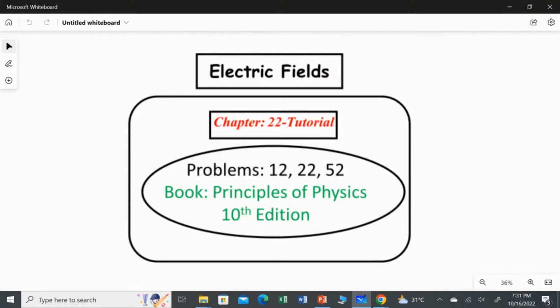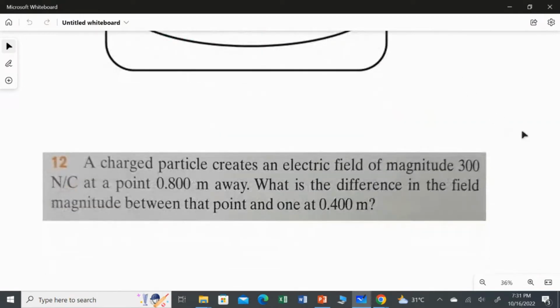In this video, I'm going to solve these three problems taken from the book Principles of Physics, 10th edition. The title of the chapter is Electric Fields. First question.